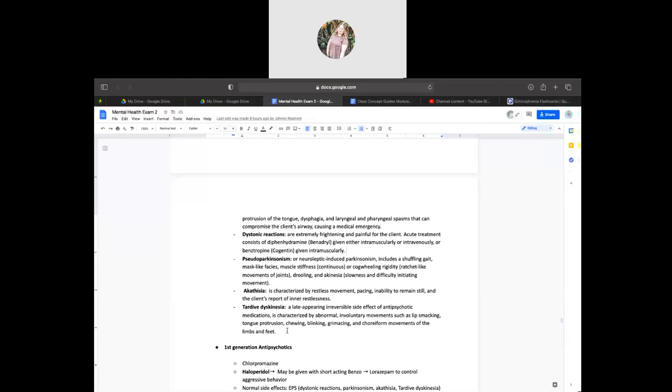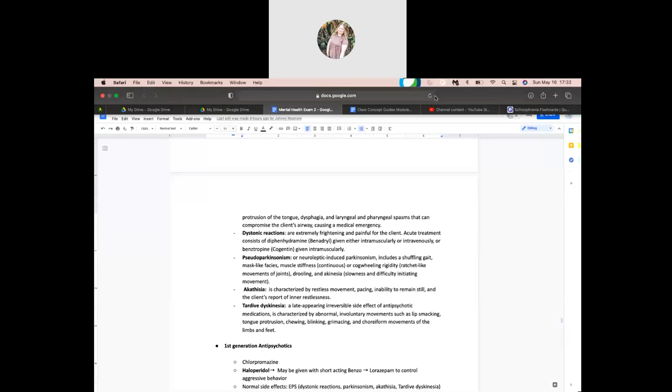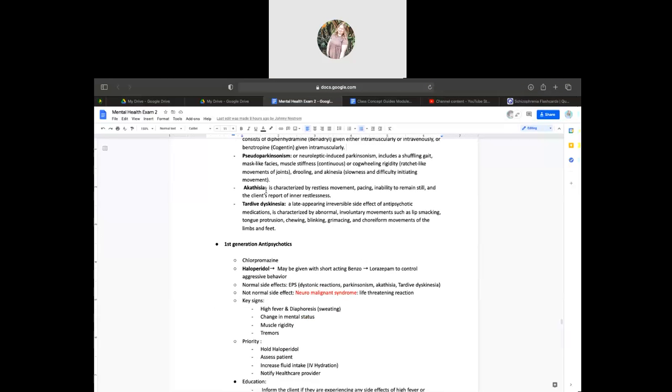So tardive dyskinesia is an irreversible side effect. They're going to have abnormal involuntary lip smacking movements, tongue protrusion, chewing, blinking, grimacing, tongue movements, but it's going to be irreversible. So those are going to come with first-generation antipsychotics.